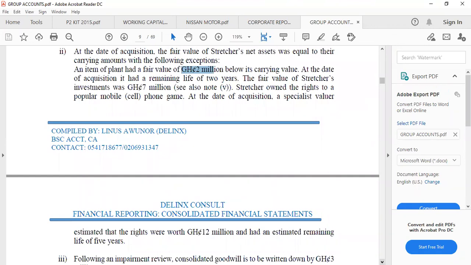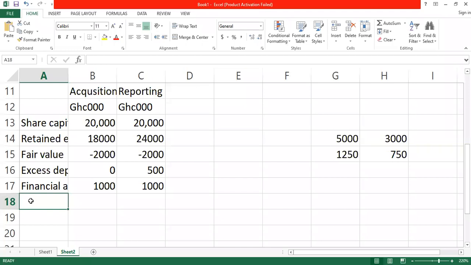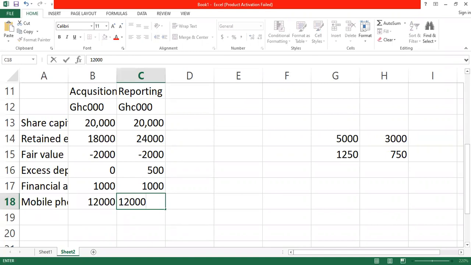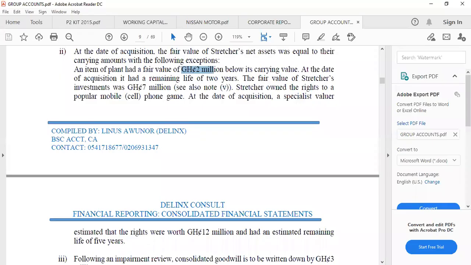Therefore, the net asset will also increase. If you want to know the net asset, this is what you are going to do. If the thing is going to reduce the asset, it means that the net asset will also reduce. If the asset is reducing, you are subtracting liability, it means that your capital will also reduce. So at the date of acquisition, we have 12,000. At the date of reporting, we have 12,000. So in the statement of financial position, we now go and recognize what?